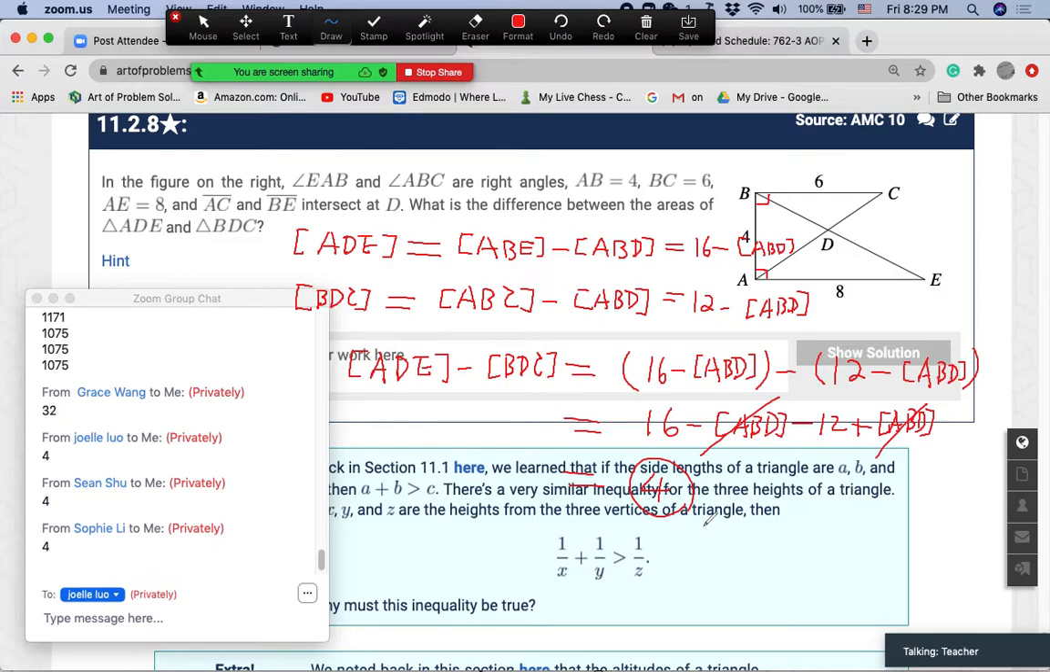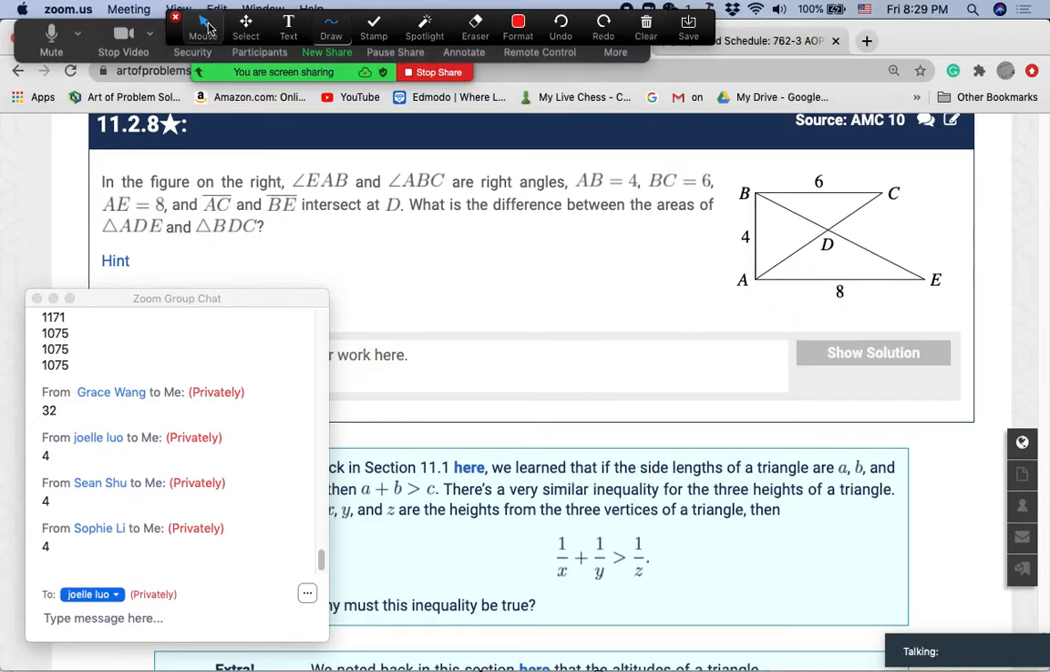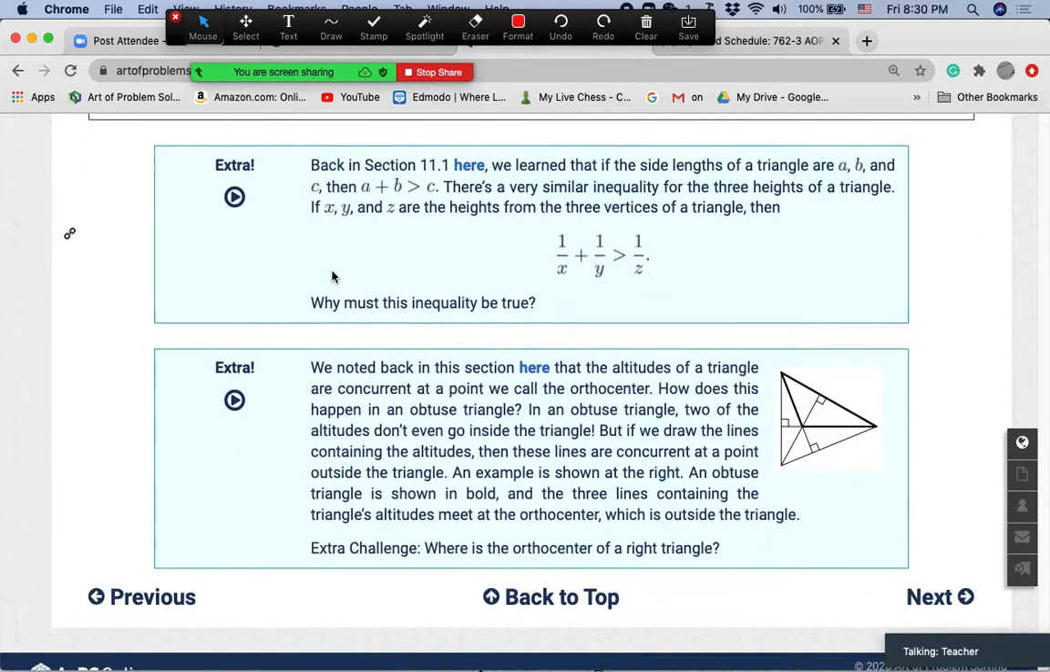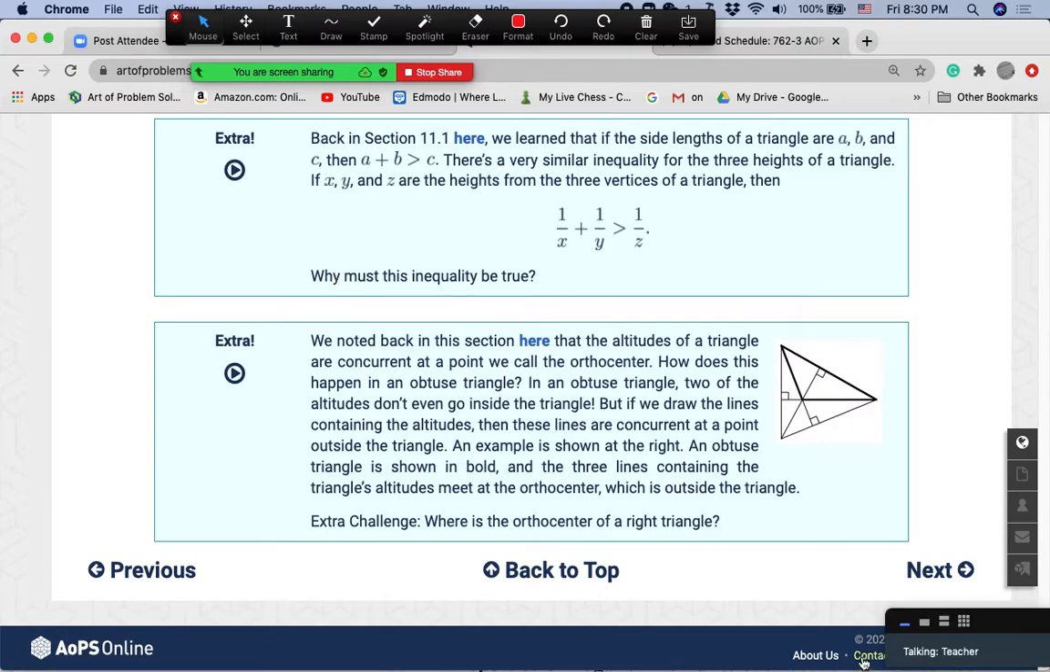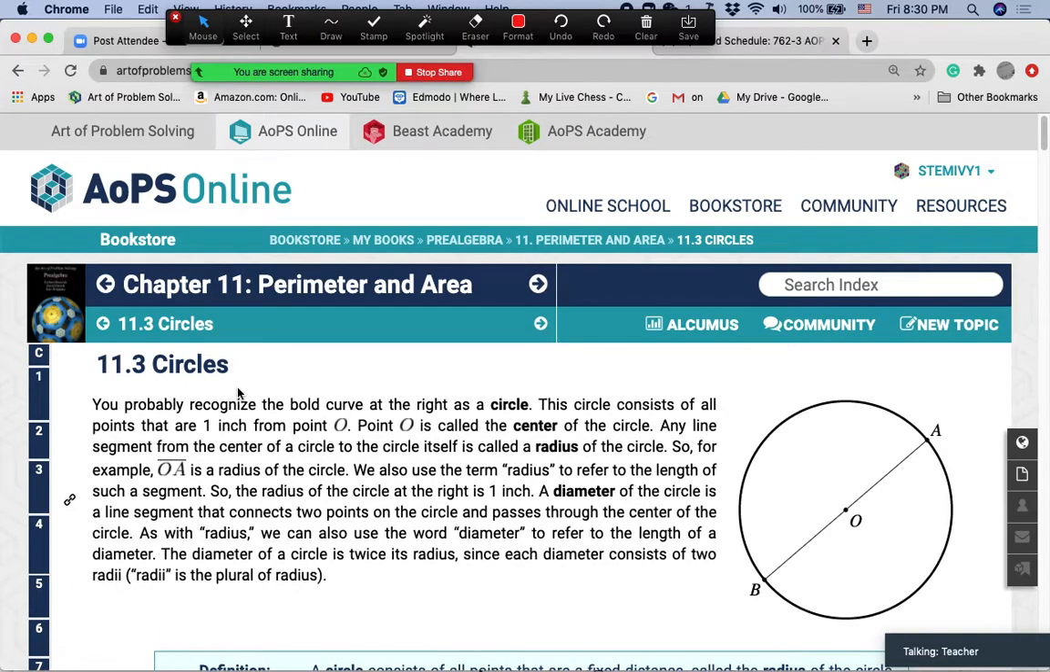Sophie also got it correct. Okay, very good. Then everybody, you already know the homework. That's all the left exercise problems in section 1 and section 2. Then next time we'll start from section 3. That's circles. We'll finish this chapter next time.